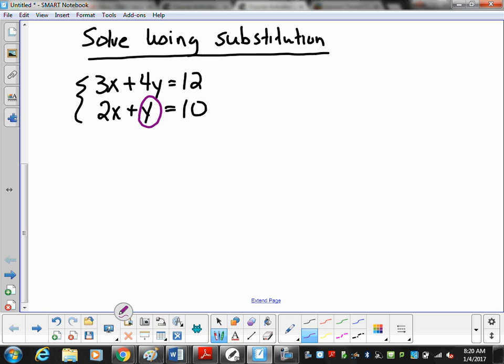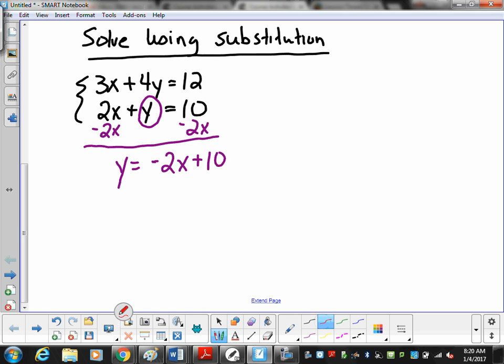I have to get rid of that 2x, right? So let's do that. Let's subtract 2x from both sides. And that says that y equals negative 2x plus 10. Okay. So I don't know an exact value for y yet, but I do know what y is equal to.